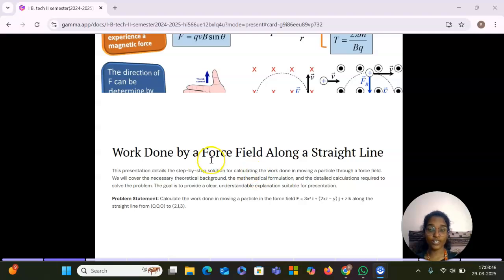The question which I got and the topic is work done by a field along a straight line. The question I got is: calculate the work done in moving a particle in the force field 3x² i plus 2xz minus yz j plus z k along the straight line from the point (0,0,0) to (2,1,3).